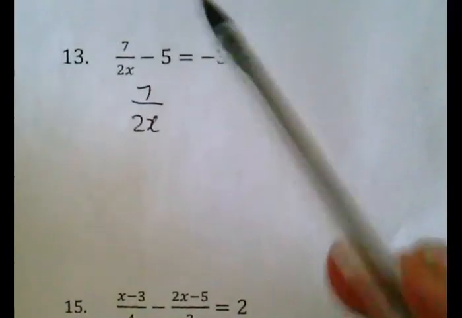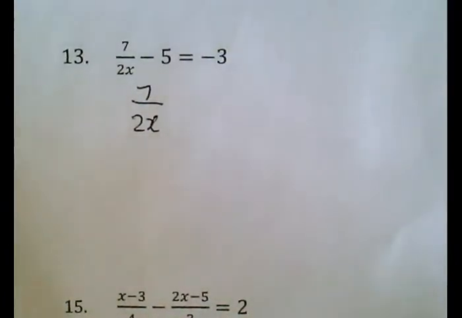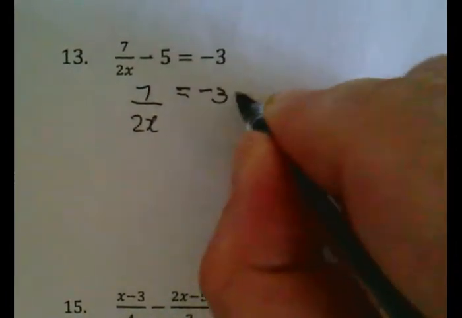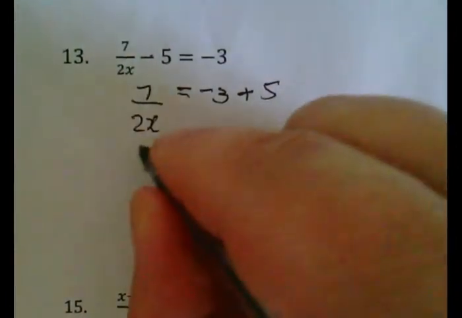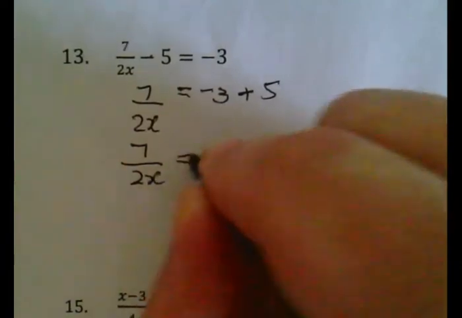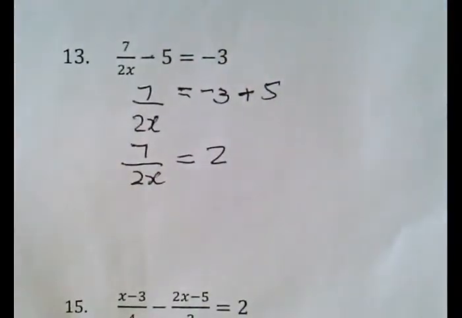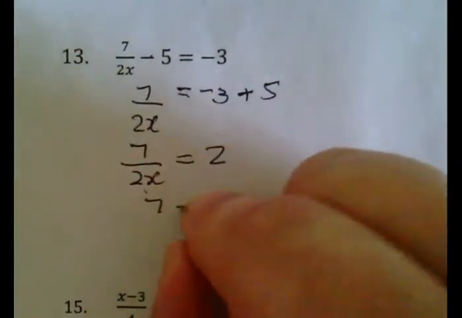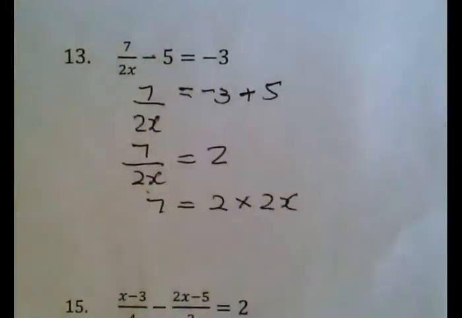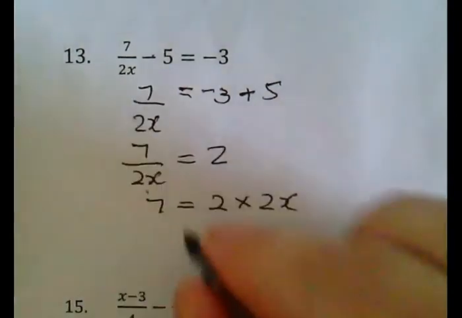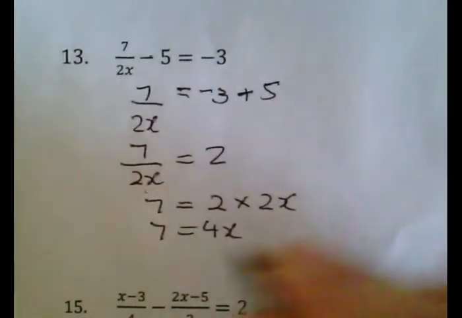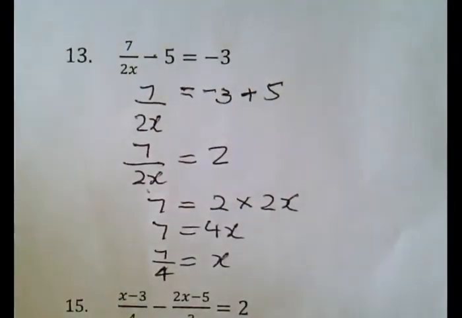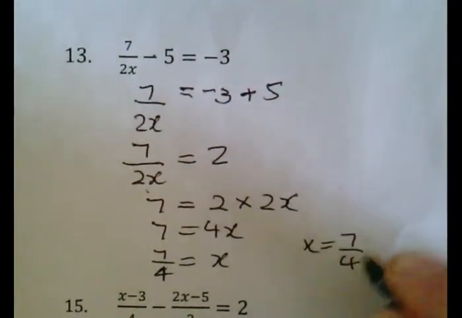Question 13. 7 over 2x minus 5 equals negative 3. I can see two numbers on their own, they belong together. So negative 7 over 2x equals negative 3 plus 5, or 7 over 2x equals 2. Now, the inverse operation of dividing by 2x would be to multiply by 2x. So I've got 7 equals 4x, and now I can just divide by 4. So x equals 7 over 4, or 1 3/4.